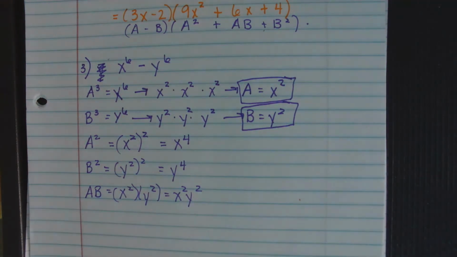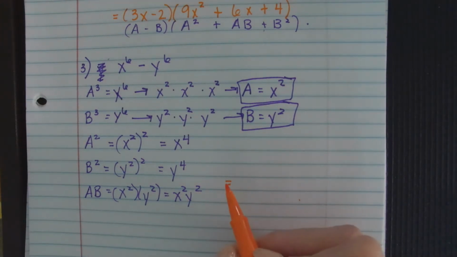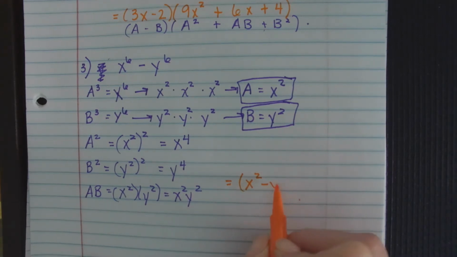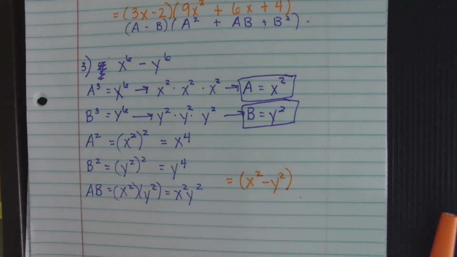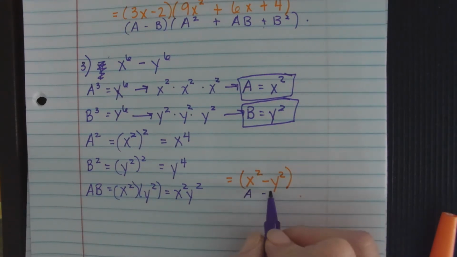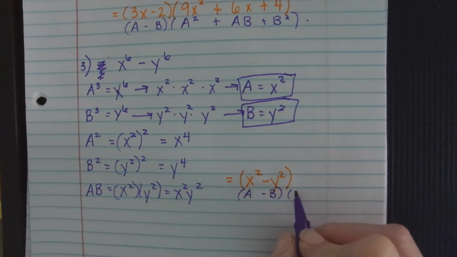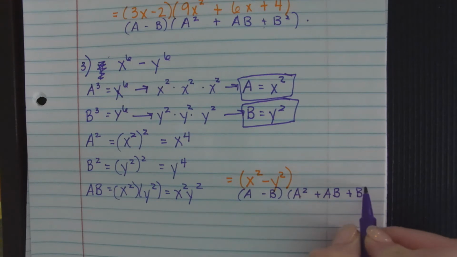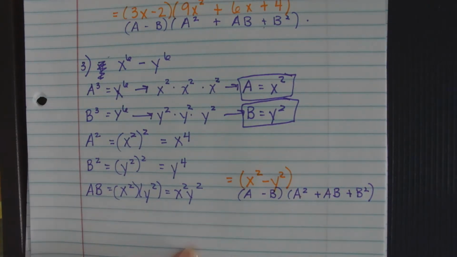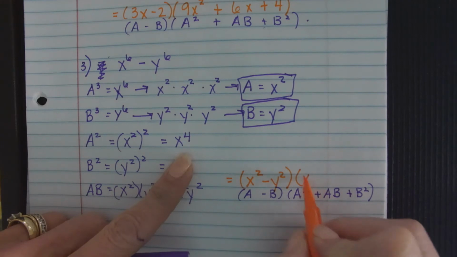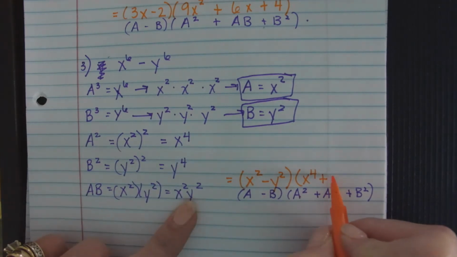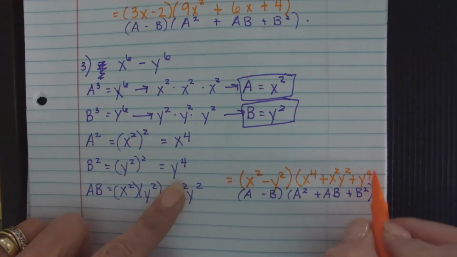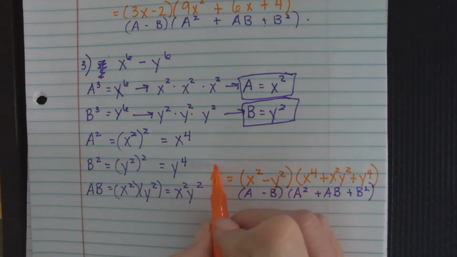So we have our difference. So here is our answer. Y'all want to help me? What's a minus b? X squared. Good. So that's the first part. Then you have a squared plus a times b plus b squared. And just plug it in. A squared is x to the fourth plus x squared y squared plus y to the fourth. And that is your answer.